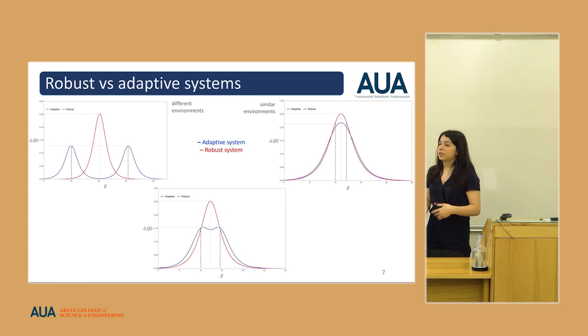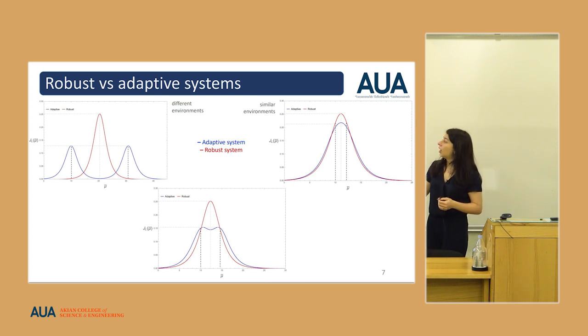When we compare robust and adaptive systems, at the environmental states we are concerned with, which are going to be our most commonly occurring states, the ones marked with black dots, for sufficiently different environments the adaptive system has a significant advantage, because the current of the adaptive system at the values that we're concerned with is significantly higher, and the robust system has almost no current at all.